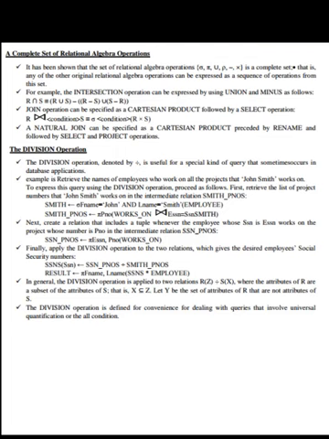The division operation. The division operation, denoted by ÷, is useful for a special kind of query that sometimes occurs in database applications. An example is: retrieve the names of employees who work on all the projects that John Smith works on. To express this query using the division operation, proceed as follows.